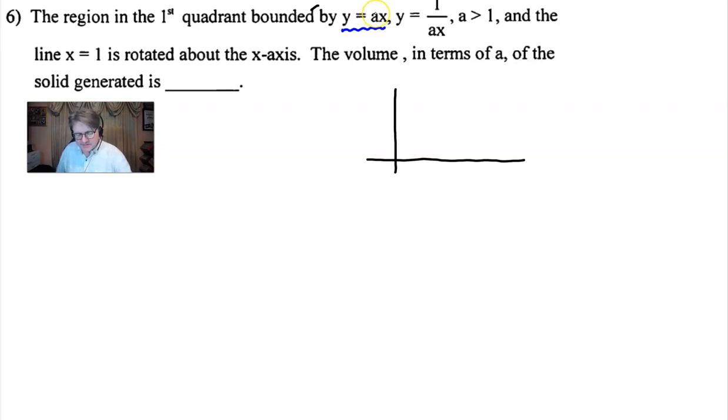So let's pretend for a moment that a is a number pretty close to 1. For all intents and purposes, we could think of it as 1, even though it has to be bigger. I just want to get the idea that this is the graph of a line that goes through the origin, and it has a slope that's not 1, since I said it's got to be bigger than 1. So we'll say it's maybe 1.2 or something like that. I just don't want to draw something that's too crazy steep.